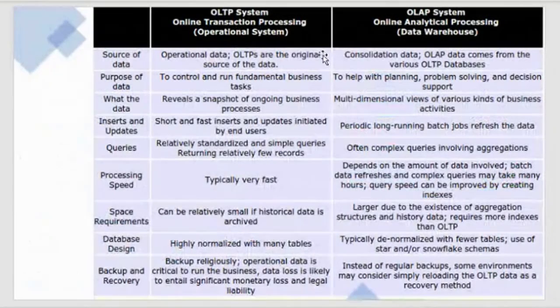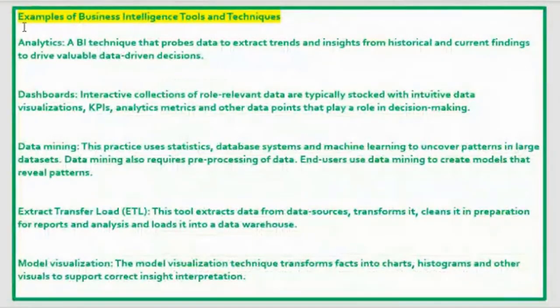And this just shows you the difference between what OLAP systems would do and what OLTP systems would do. This is more operational. This is more of a data warehouse. So if you ladies want to check out more information about the difference, then you can take some time to look through this, okay? And now here you see examples of business intelligence tools and techniques.